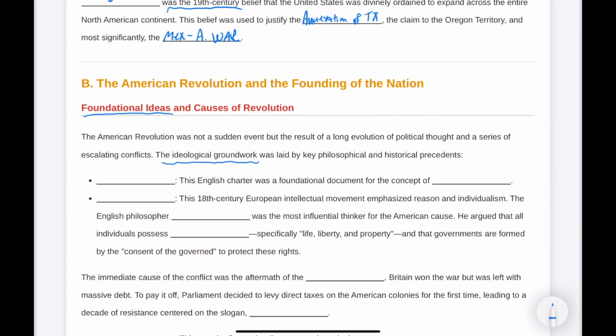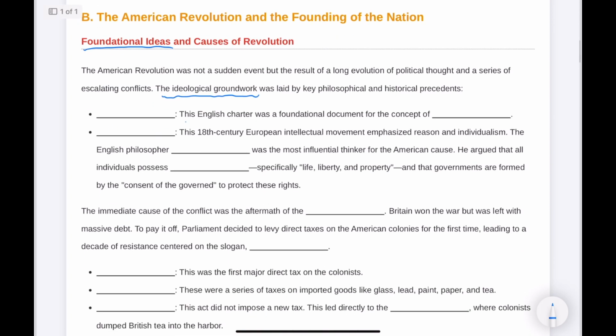The ideological groundwork was laid by key philosophical and historical precedents. So now we have some blanks to fill. Let's read it and then fill in the blank. The English charter, which was a document. This was the Magna Carta. And it was all about limiting government, or creating a limited government. And next up, we have the 18th century European intellectual movement, which was called the Enlightenment.